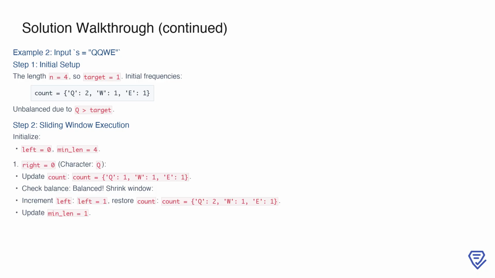The minimum length is updated to 1, which is the smallest possible value. As the sliding window loop completes, no smaller window is found, and the function returns a minimal length of 1.